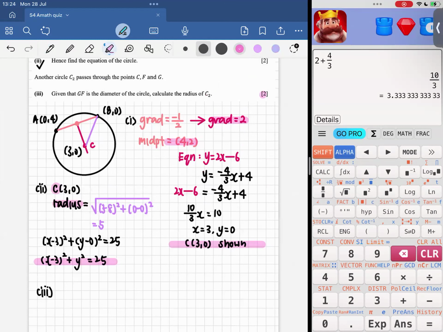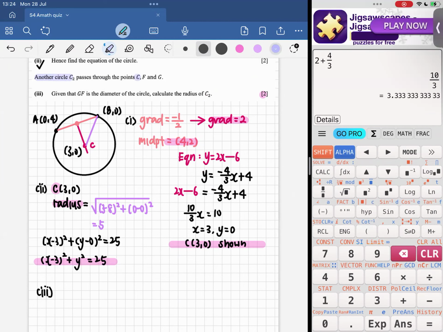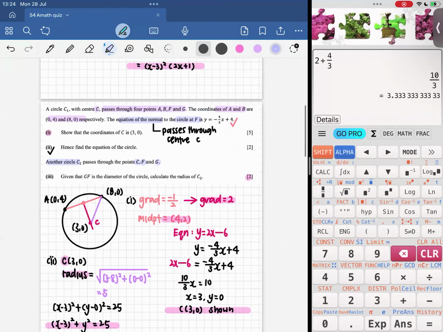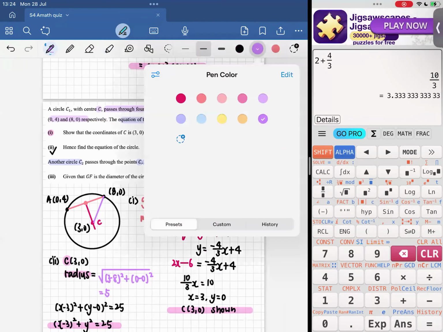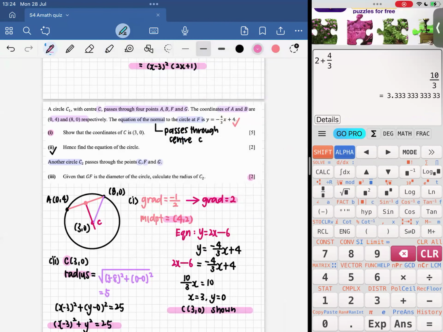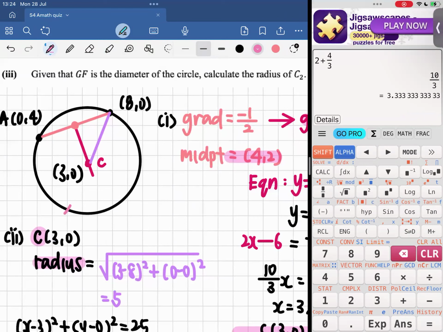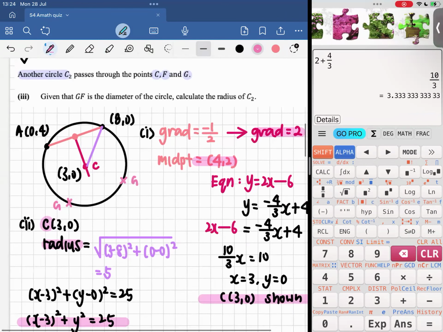So what you want to do here is that there's another circle. Another circle passes through C, F, and G. Okay, what is F and G, guys? So you must understand F and G, right? If you recall, just now in the first part of the question, F and G also lie on the circle. Which part of the circle? Honestly, I don't know. I'm going to anyhow put. Okay, it's going to go this way.